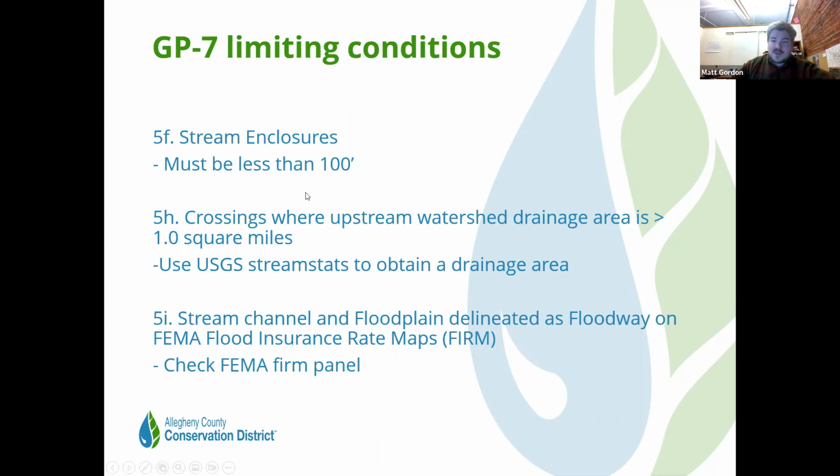Speaking of which, another condition we see come up time and time again: if you have a minor road crossing where the upstream watershed is greater than 1 square mile, it cannot be covered under the GP7. I know internally here at Allegheny, and I think most of the conservation districts and the DEP regional offices, we're using USGS StreamStats as a quick look at watershed area. You can get other watershed characteristics there.